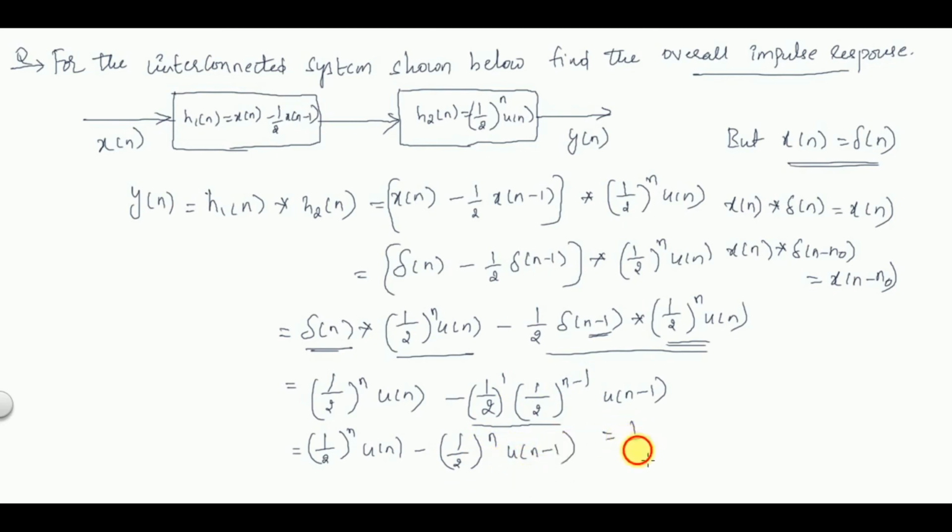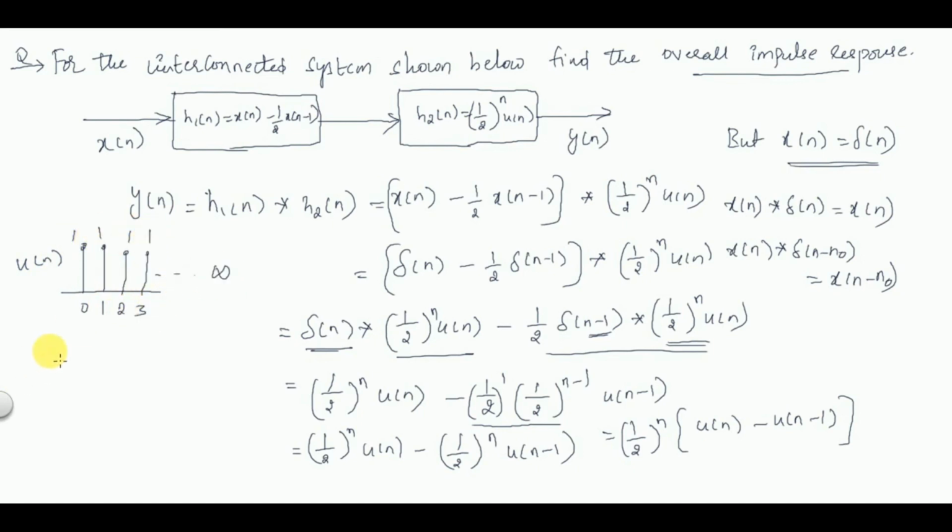If you take (1 by 2) whole power n common, you'll get u of n minus u of n minus 1. So what is u of n? u of n has values from 0 to infinity whose amplitudes are 1. And what is u of n minus 1? It is u of n shifted by 1, that is, it starts from 1 instead of 0, and goes up to infinity with the same amplitude.